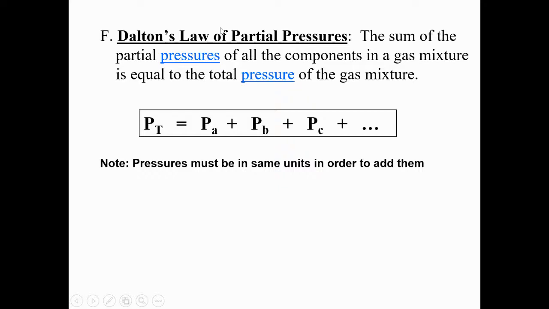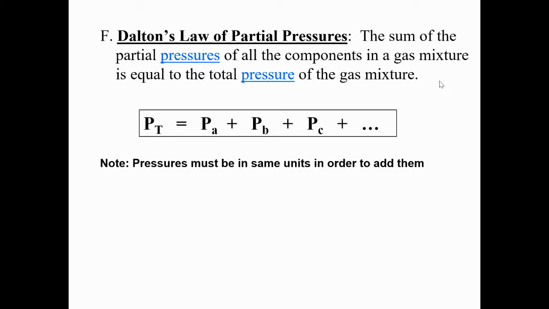So Dalton's law of partial pressure says that the sum of the partial pressures of all the components in a gas mixture is equal to the total pressure of that gas mixture. Or another way of saying it is that the total is equal to the sum of the parts. So the math is pretty simple: addition, subtraction.